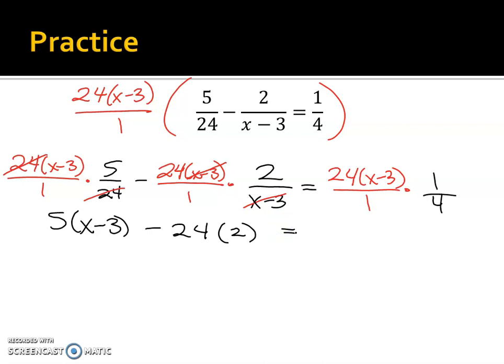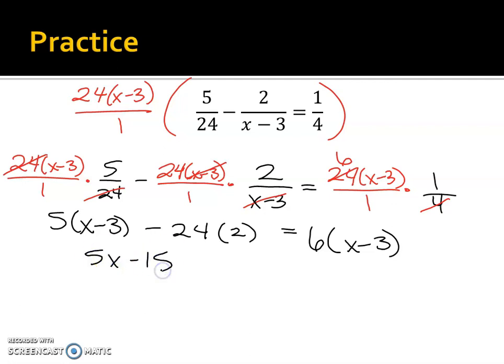And then my last one here, I've got 4 and 24, so there's a slight trick to this. I can only take away 4. So if I take away 4 from 24, I am still left with 6, because 24 divided by 4 gives me 6. So I have 6 times parentheses x minus 3. And now we're just going to solve this problem here. We got rid of all the denominators.